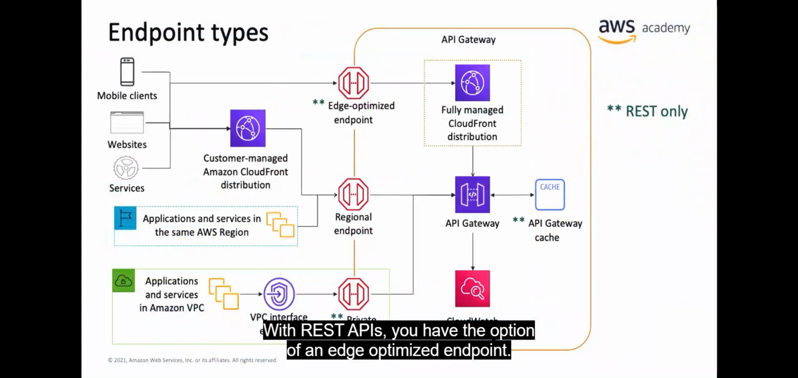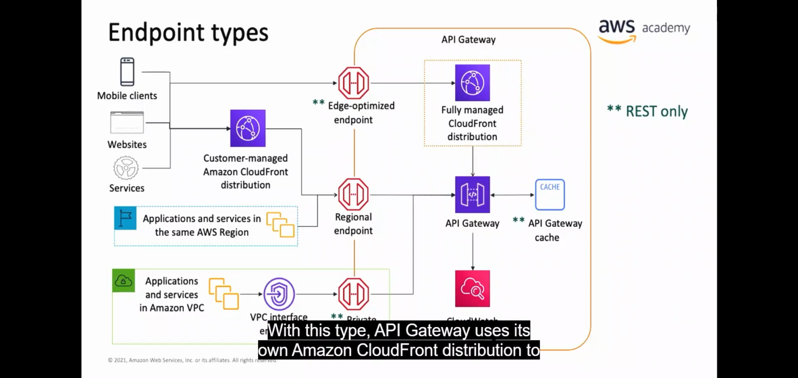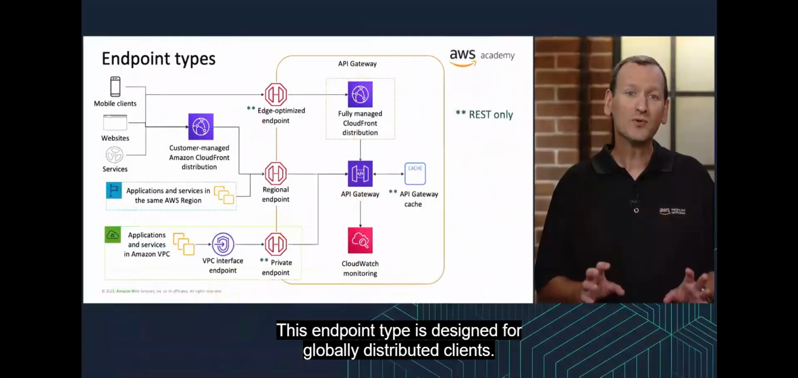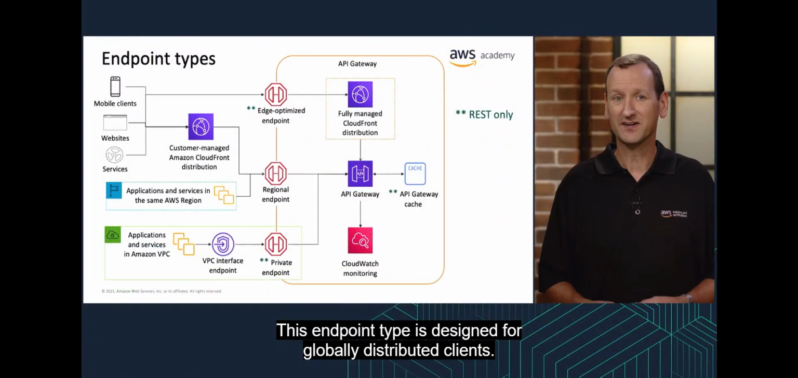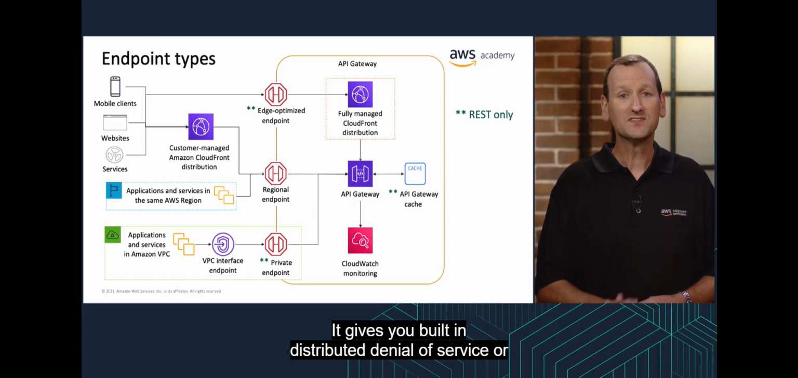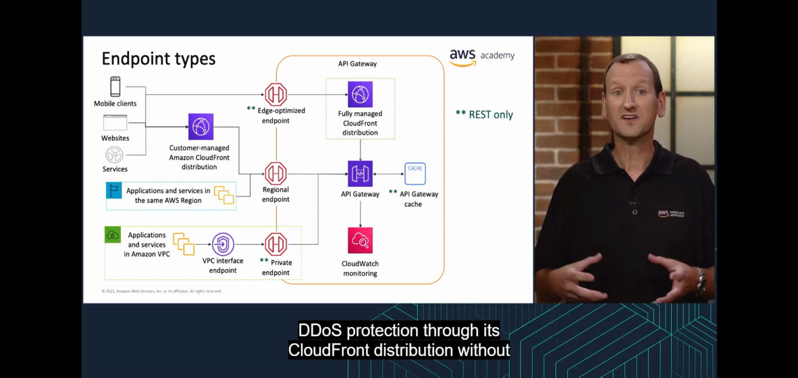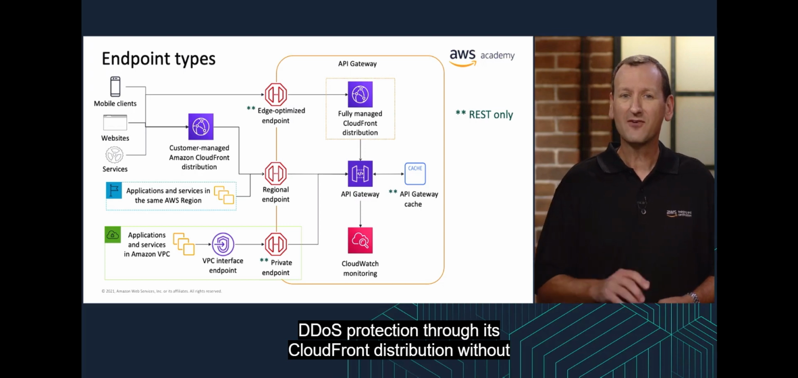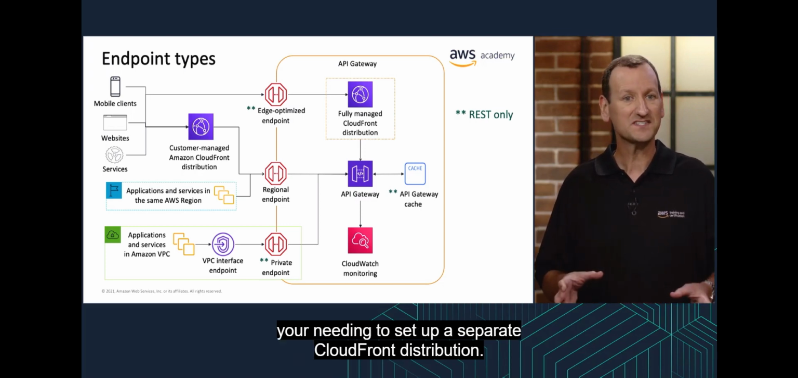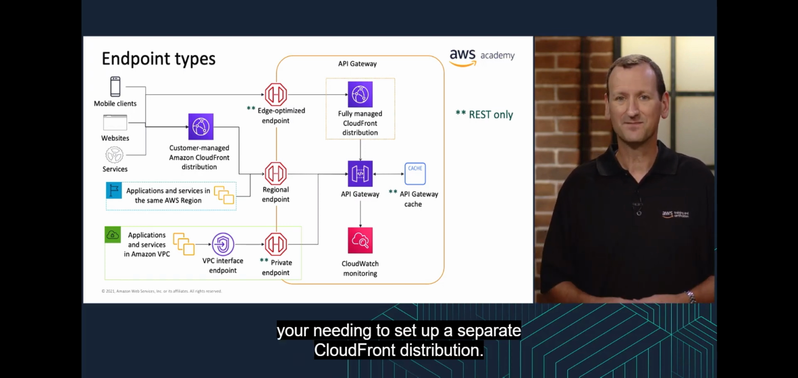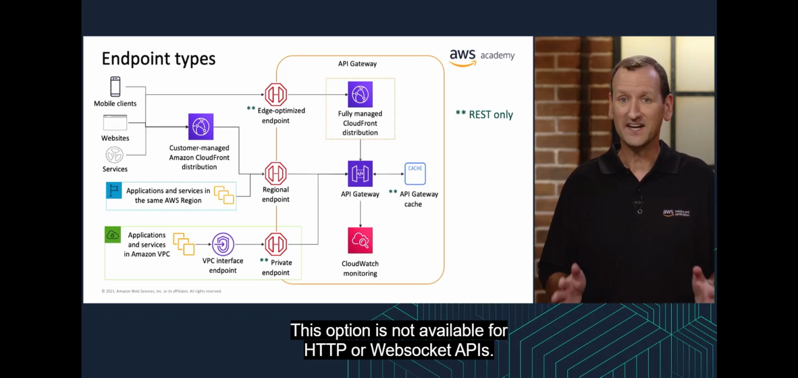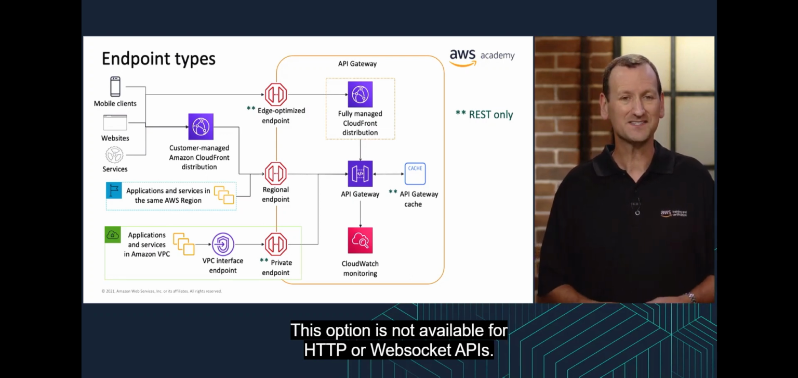With REST APIs, you have the option of an edge optimized endpoint. With this type, API Gateway uses its own Amazon CloudFront distribution to reduce the round-trip time for your requests and responses. This endpoint type is designed for globally distributed clients. It gives you built-in distributed denial of service, or DDoS protection, through its CloudFront distribution without your needing to set up a separate CloudFront distribution. This option is not available for HTTP or WebSocket APIs.